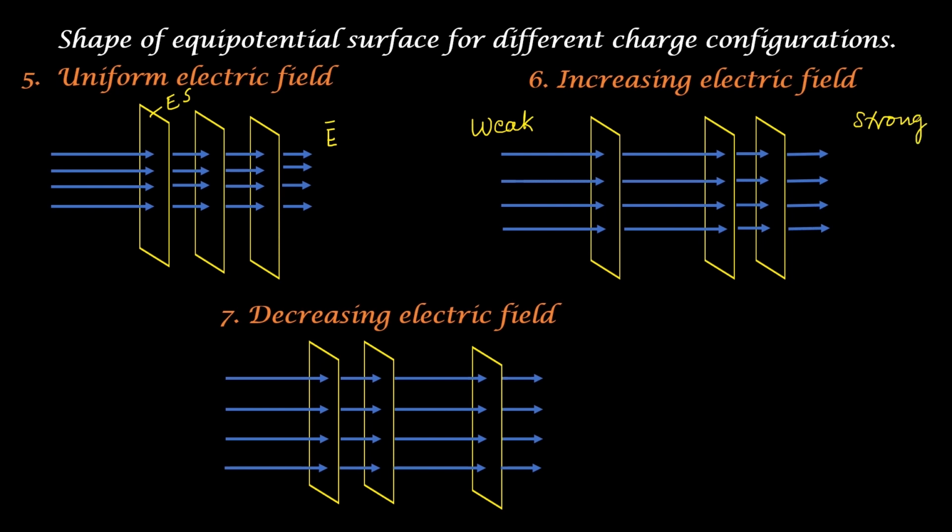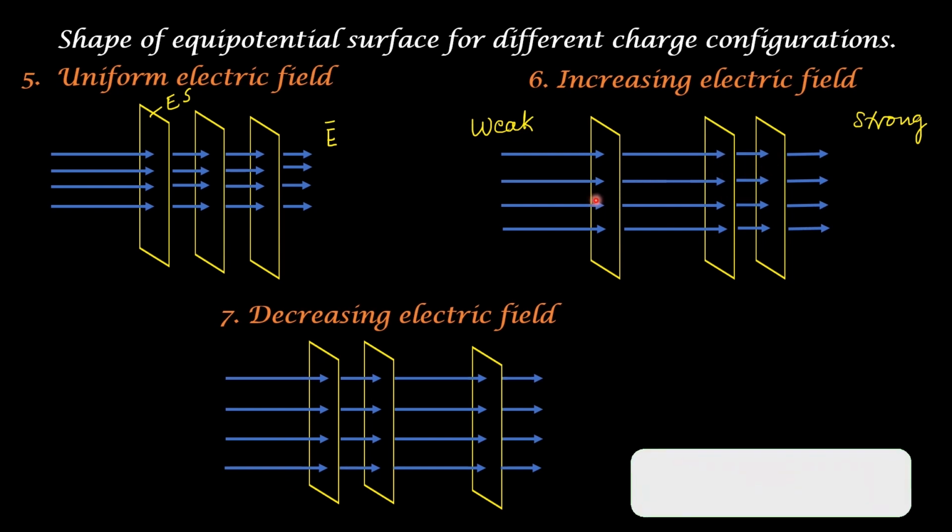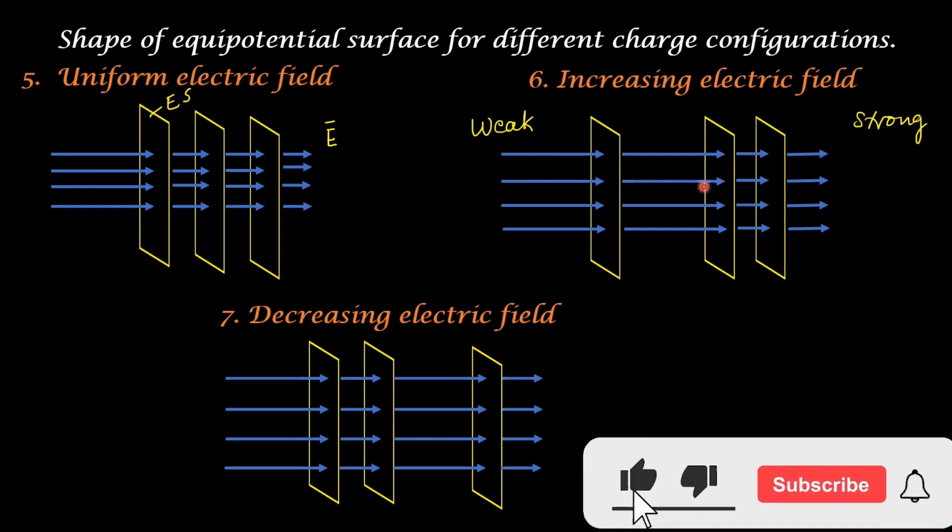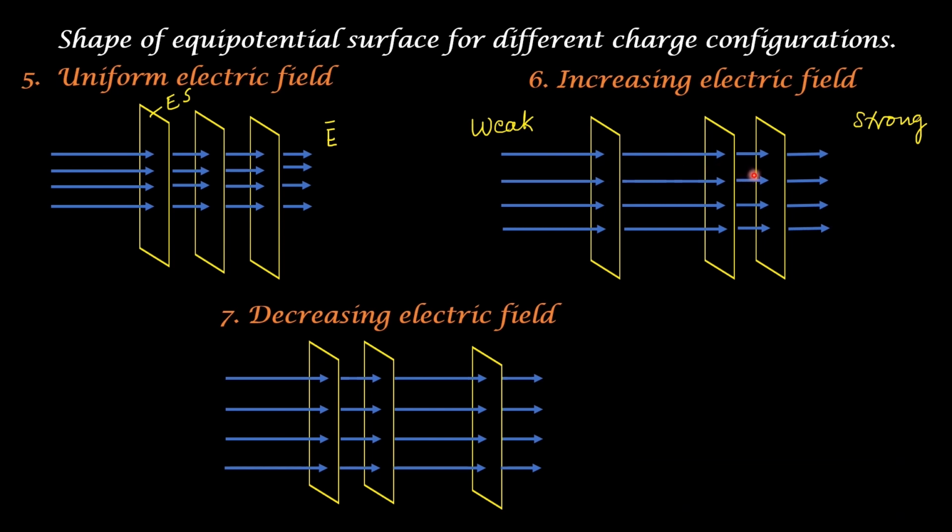Where the electric field is strong, the equipotential surfaces are shown close together. Towards the weak region, the equipotential surfaces have more gap. They are placed apart. The gap between the equipotential surfaces is much less where the electric field is strong. Next one.